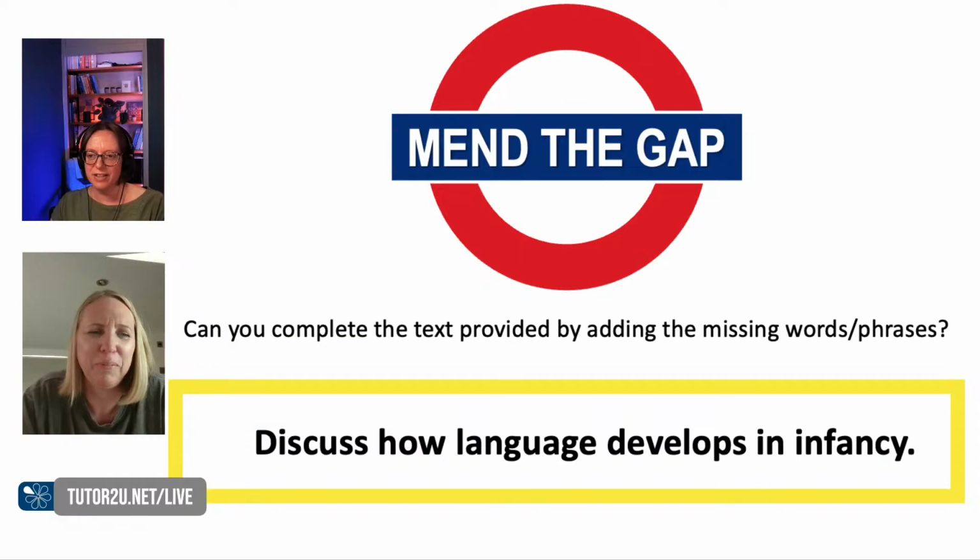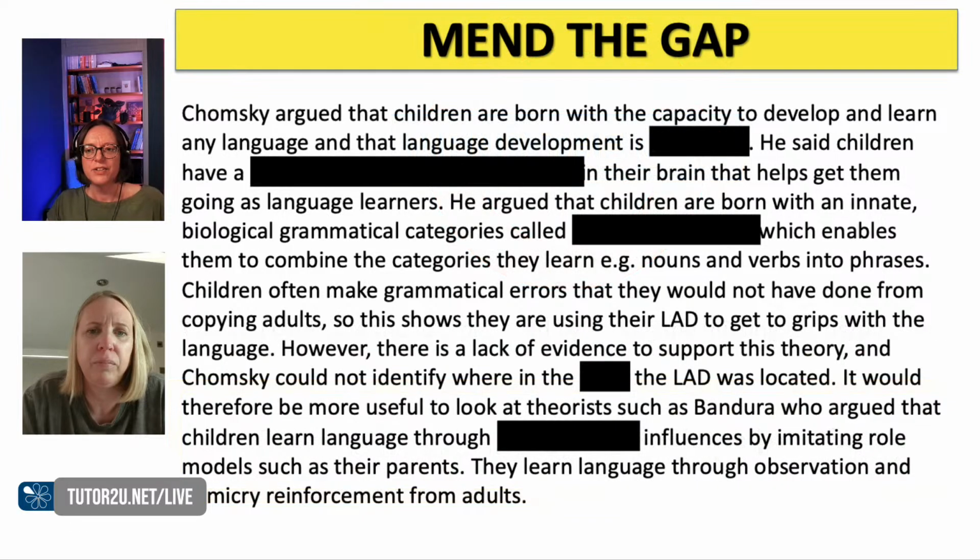Okay, we're now going to think about how language develops in infancy, and we're going to show you quite a lot of text on the screen with some gaps. We're going to go through it one sentence at a time, so don't get overwhelmed when you see it. The first sentence says, Chomsky argued that children are born with the capacity to develop and learn any language, and that language development is blank.